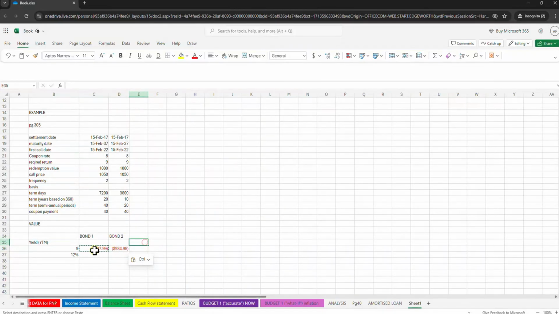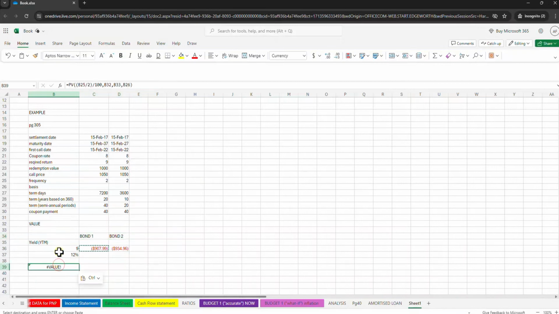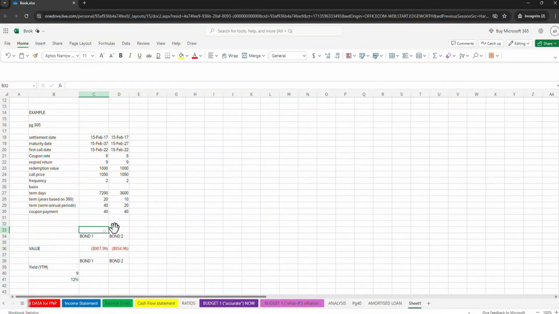934.96. So you've got, that's the value one. Ooh, wrong column. Let me just copy this down. I don't want to change the referencing. I'm just going to move this down. And then we'll just put value here. There we go.